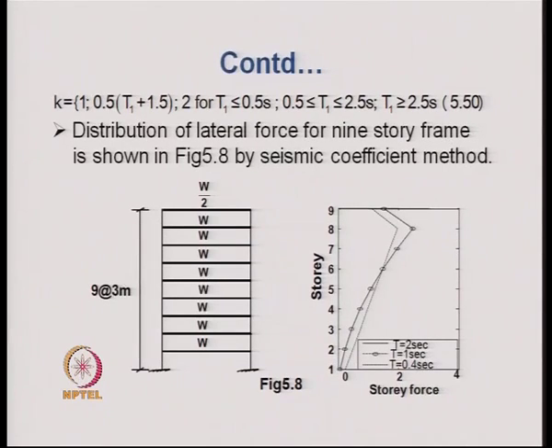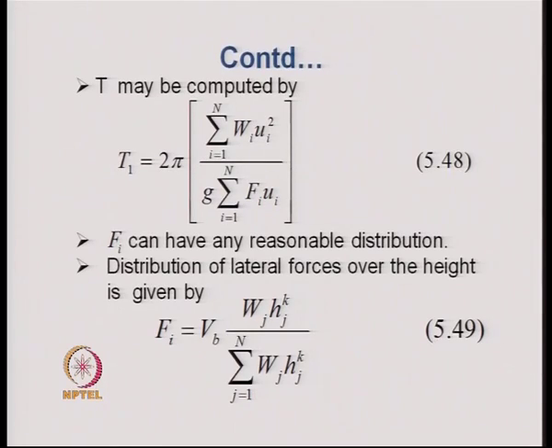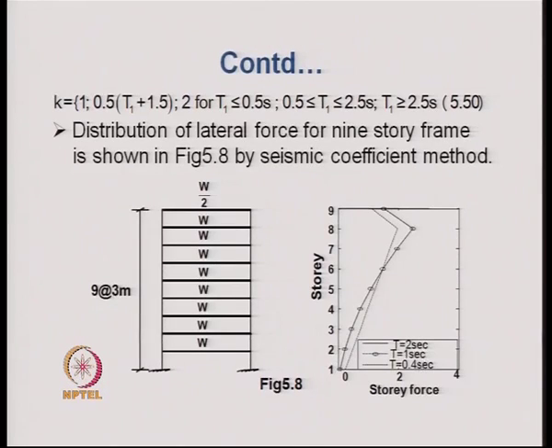In the last case, one can see that the power is raised to 2, that is, the variation is a quadratic variation along the height. Distribution of the lateral force for a 9-story frame using the distribution that was shown by equation 5.49 was computed and is shown in figure 5.8.